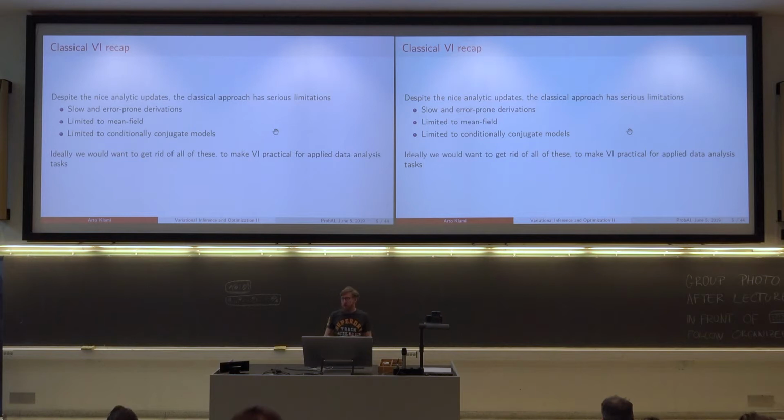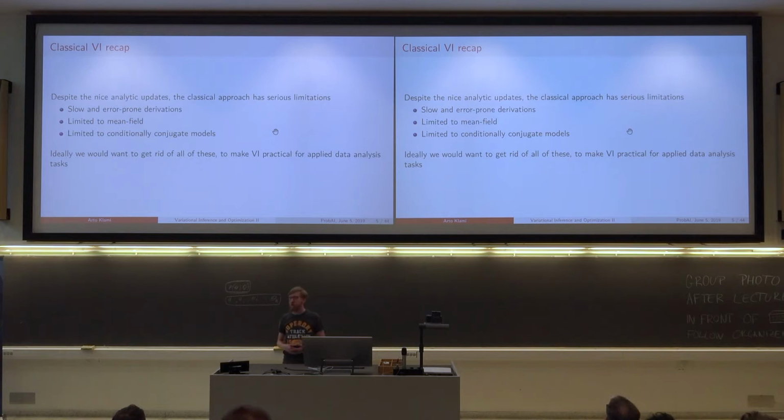The problem with this approach is that it's a rather tedious process of deriving these, and you make a lot of mistakes. But more critically, maybe, we are really limited by the scope of things we can do. We need to assume the mean field approximation. Going beyond that is really very hard. And we can only compute these expectations in closed form if we really have these conjugate models.